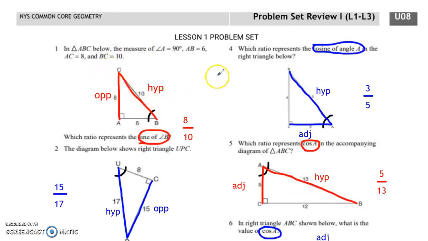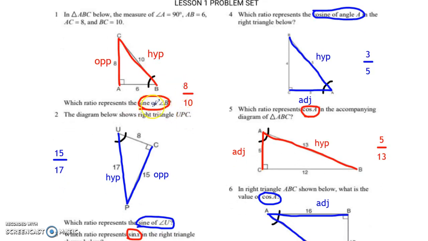This first page was very straightforward. It was just asking for a bunch of different ratios. It says which ratio represents the sine of B or the cosine of A. So we identify the angle. I did that in black here. And then I highlighted both of the sides that are important. So for example, sine has an important side, which is the opposite, and an important side, which is the hypotenuse.